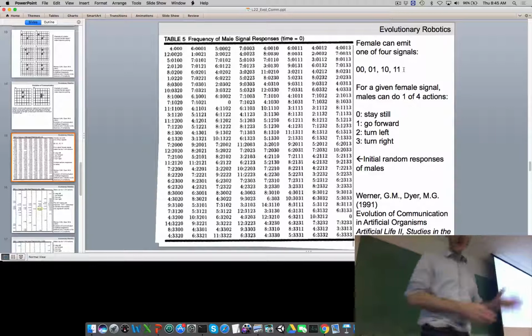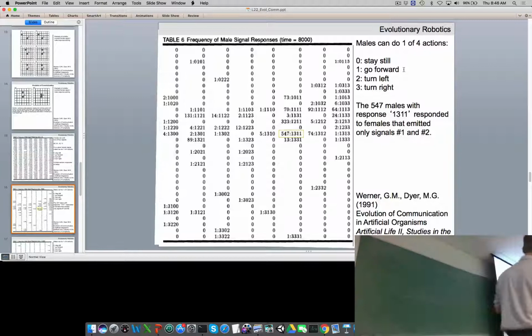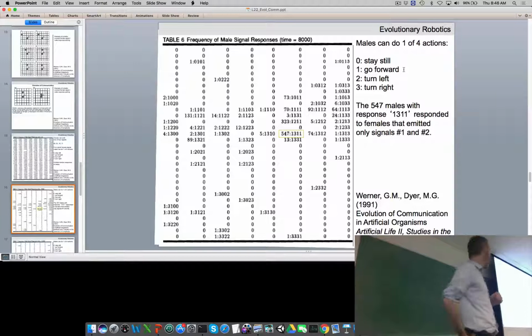Okay, like the first experiment, we're now going to march through this second experiment to see whether the evolution of communication occurs. This is 8,000 time steps into the experiment. What has happened to most of these clusters of males? They've died off, right? So a zero represents that there are zero males in that particular category. Okay. We're starting to see some clumping here. So there are 131 males over here that go forward when they hear three out of the four songs, but when they hear the third song, they turn left. The fact that there's 131 of them, what does that tell you?